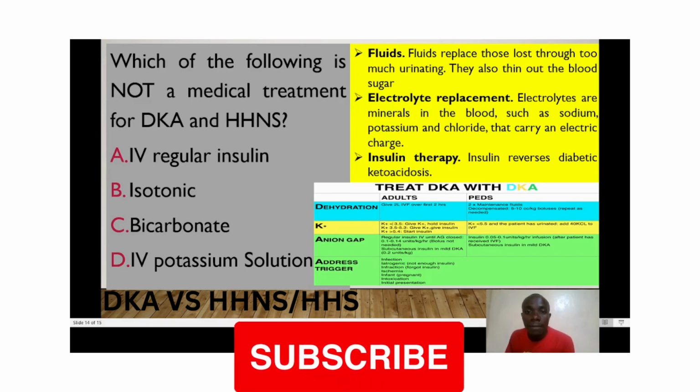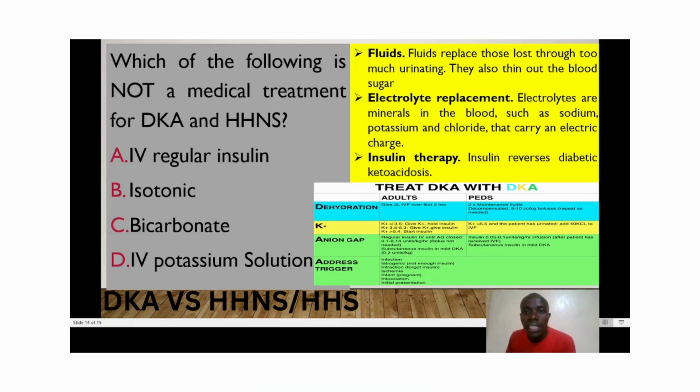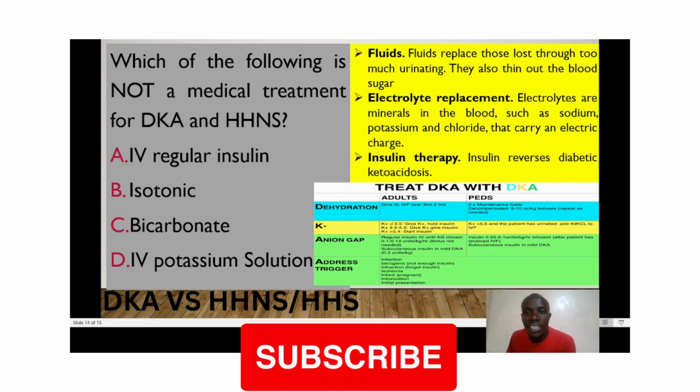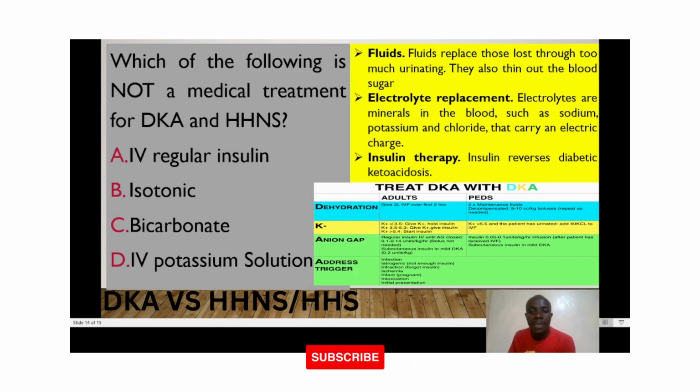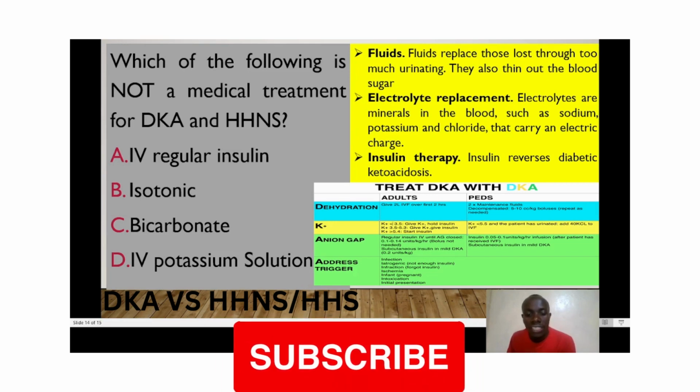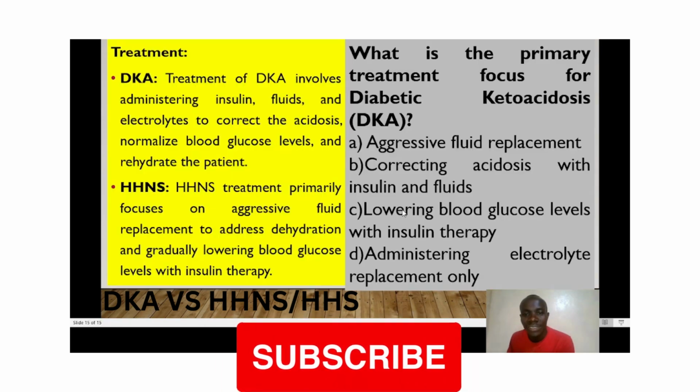So, generally for these patients, they need fluids to replace those that they have lost through urinating. Remember, the fluids can also thin out blood sugar. They also need electrolyte replacement. Electrolytes are the minerals in blood such as sodium, potassium, chloride as they carry the electric charge. Then insulin therapy, insulin reverses diabetic ketoacidosis, guys. That was excellent.